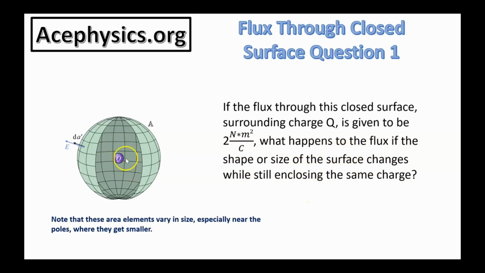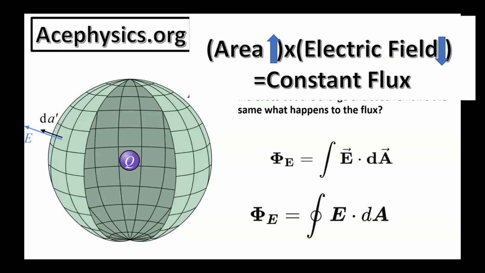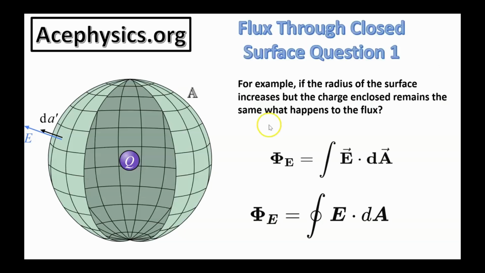So imagine we have some charge in here, and if you calculate the flux over this closed surface, you get 2 flux units. If the radius of the surface increased but the charge enclosed remains the same, what would happen to the flux? The flux through the surface does not change even if the radius of the surface increases. This is because the electric field strength decreases as the surface gets larger, but the increase in surface area exactly cancels this out. This is the formula for flux in physics, and this is the formula for flux for a closed surface.